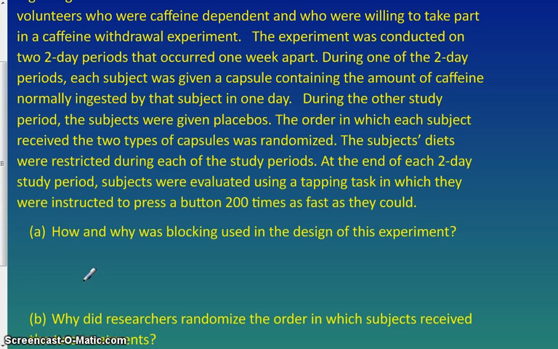Blocking? Is there blocking? All right. If you're going to say there's blocking, you're saying there's only one block. All right. So it's not even really blocking, but they did want to make sure they were looking at a certain population. All right. They were looking at people with high levels of caffeine.